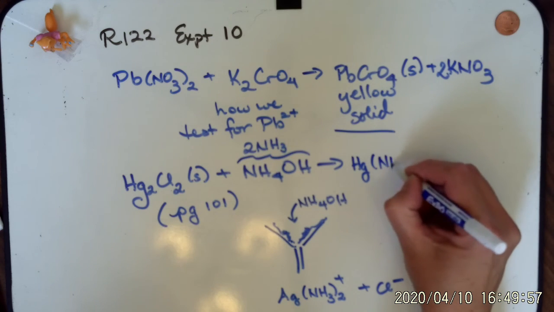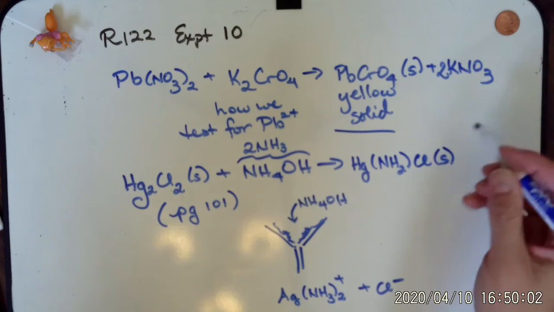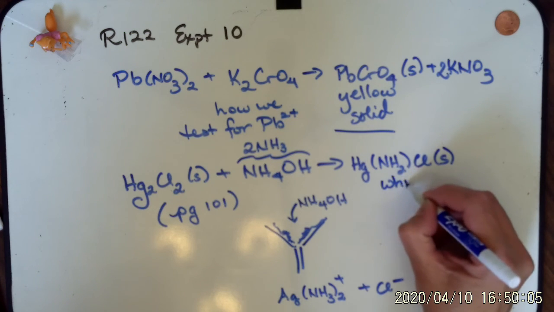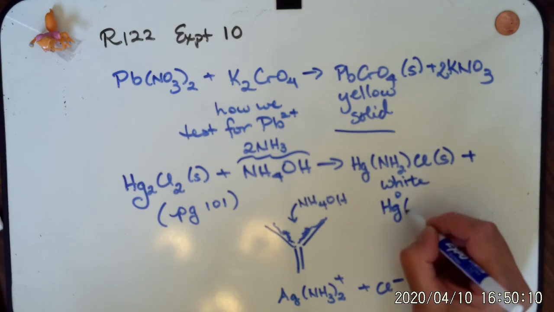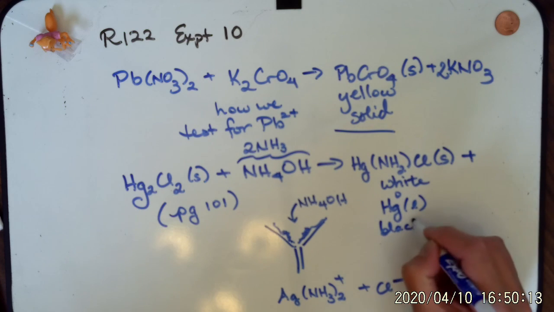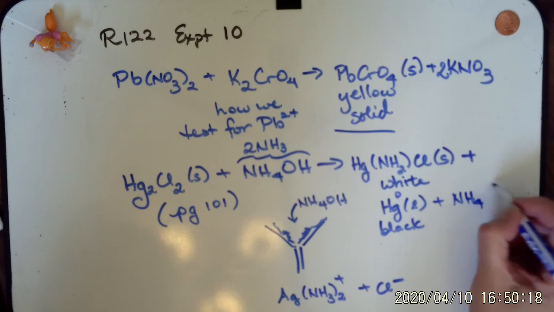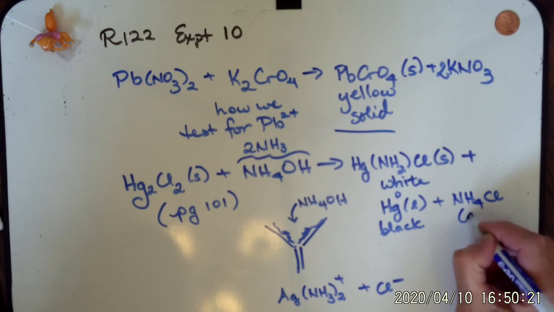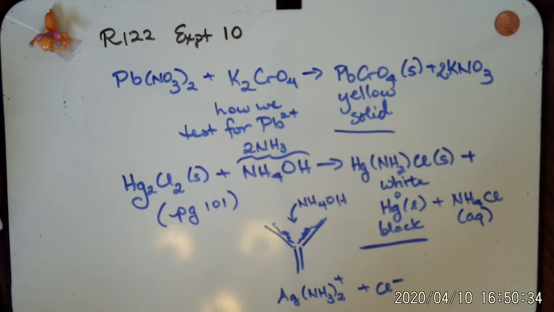You form a mercury amide chloride. This is a solid. Okay. This is white. Plus, you just get mercury. This is black. And that's what you see on your filter paper. Plus you get your ammonium chloride. Okay, so what you observe is your filter paper turns black. And this is the equation that you have when you add ammonium hydroxide to your mercurous chloride.